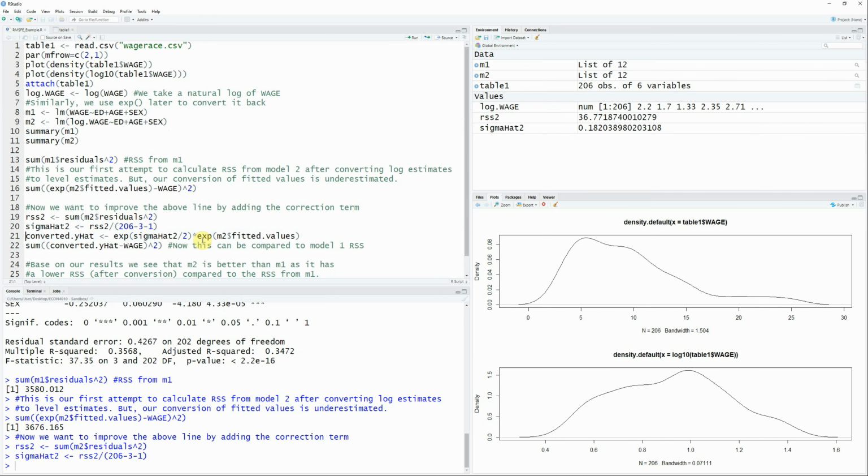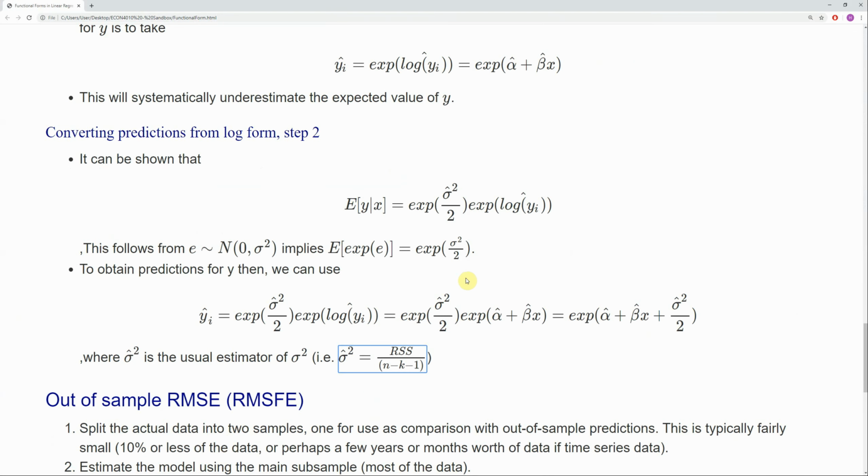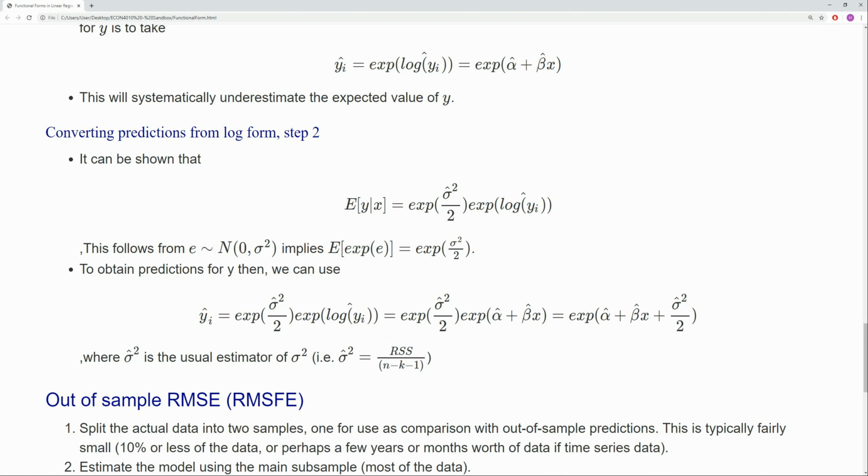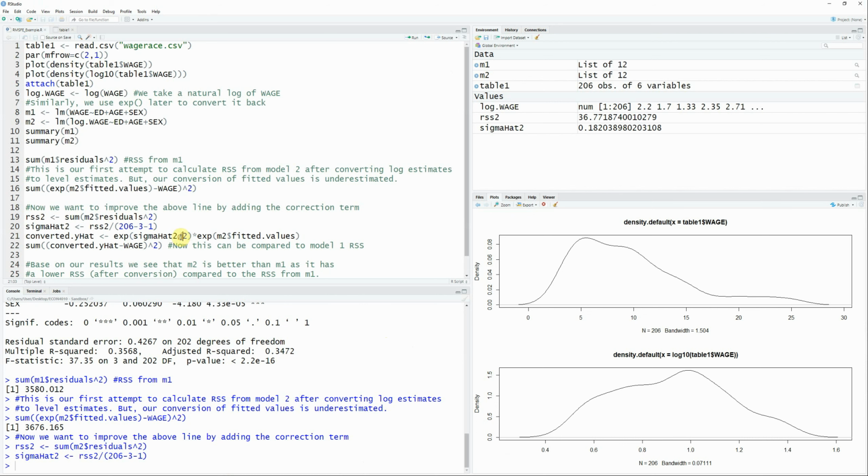So now we have our sigma hat squared, and now we have that correction term, and if we multiply that by what we were actually trying to calculate over at the top, we have our converted y hat that are converted correctly because we applied the correction term exactly as it is mentioned over here. If you want our y hat, this is the formula. So that's what we used in this line of code as well.